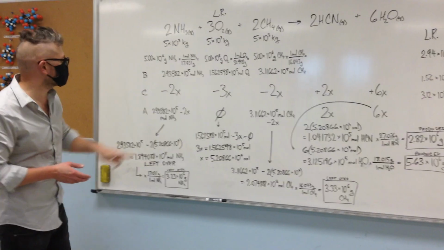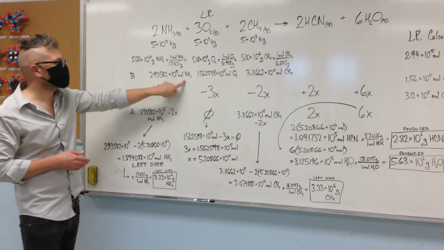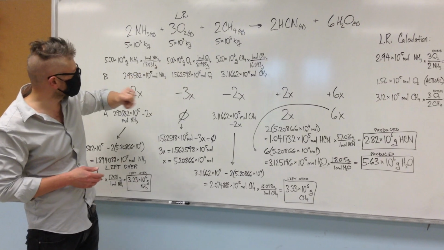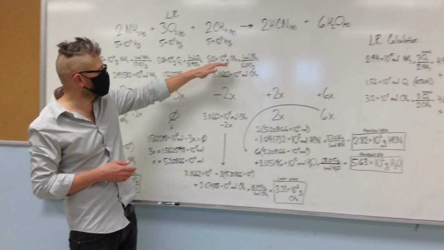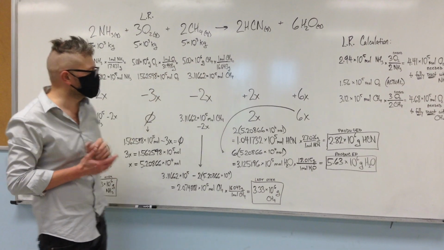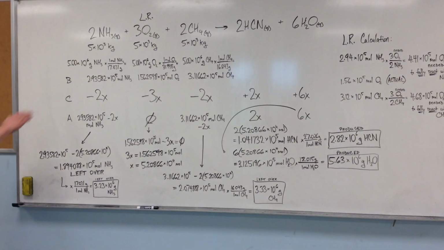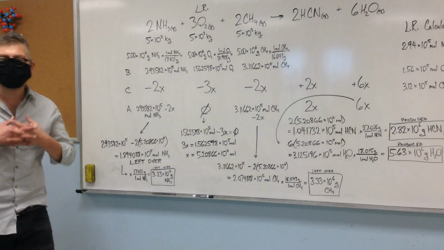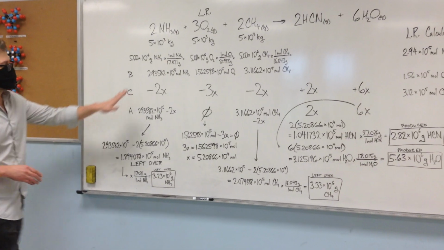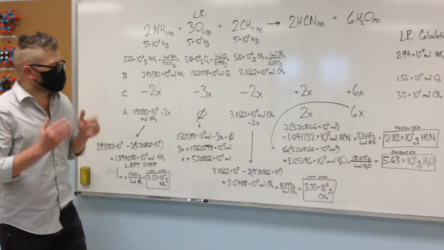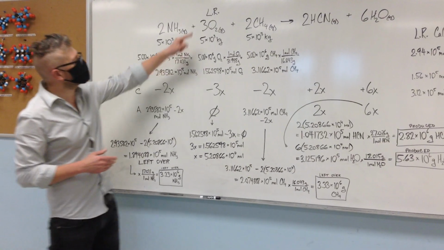Converting using molar mass, I can find the moles of NH3. And again, I can take the grams of O2, converting using molar mass, I can find the moles of O2, and converting using molar mass, I can find the moles of CH4. At this point, this is my B, standing for before the reaction has taken place. But in order to proceed, we need the limiting reagent.